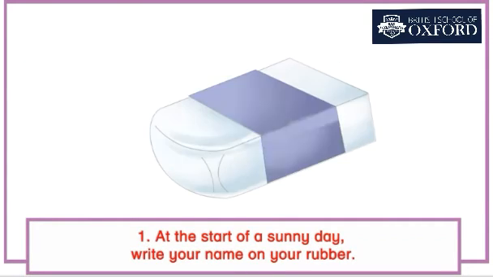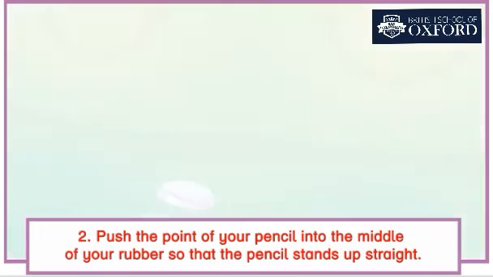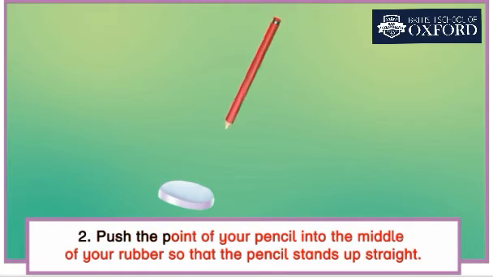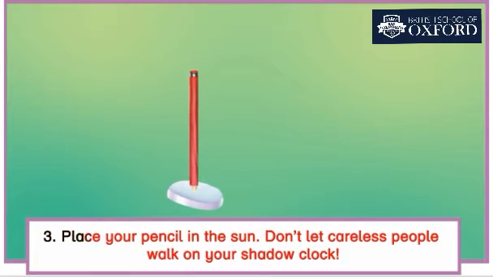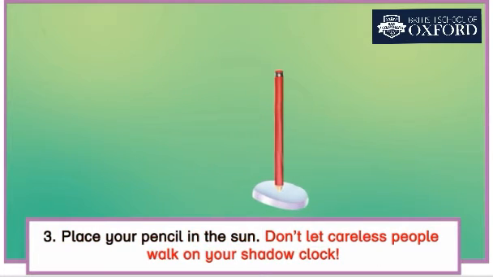What to do? 1. At the start of a sunny day, write your name on your rubber. 2. Push the point of your pencil into the middle of your rubber so that the pencil stands up straight. 3. Place your pencil in the sun.